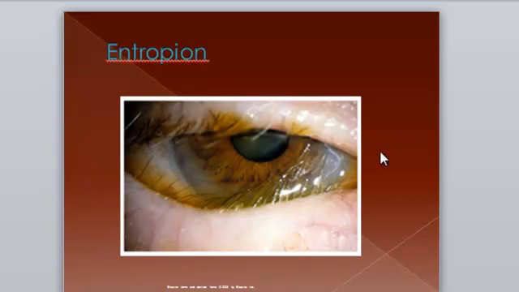This is a very good picture of entropion, and you can actually see how the eyelashes are inflaming the cornea itself. That's a very good picture of that.